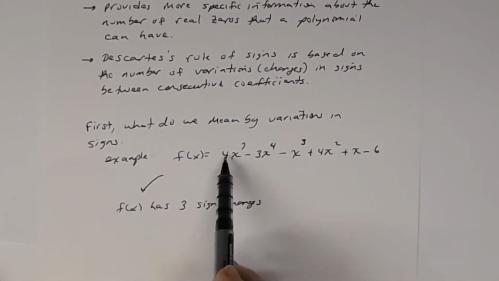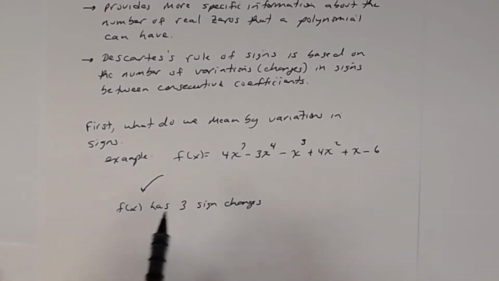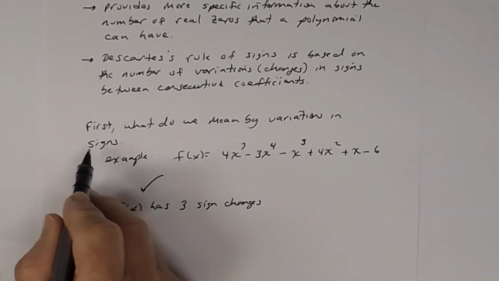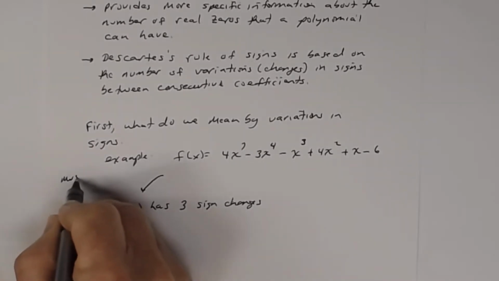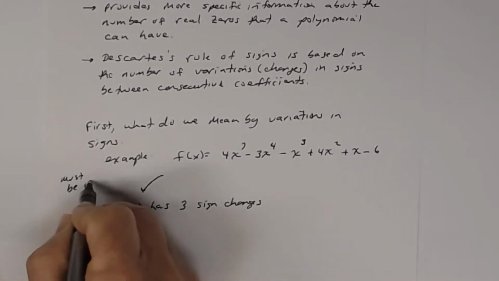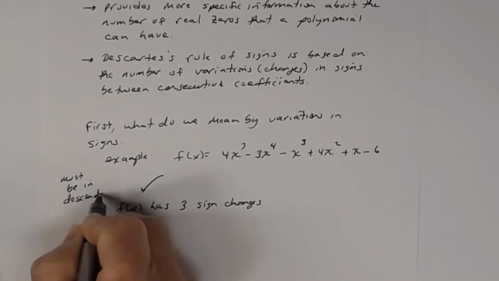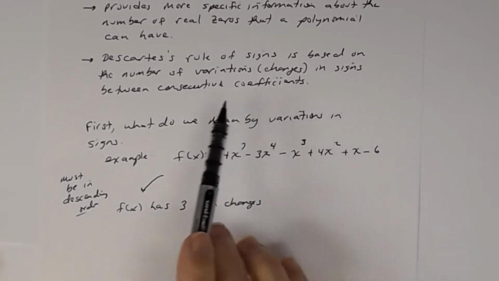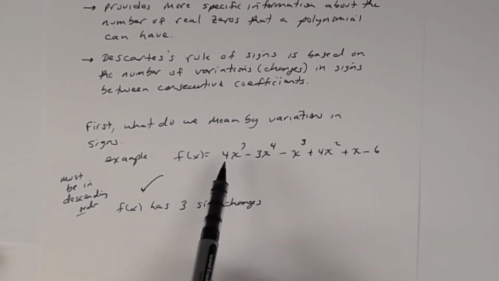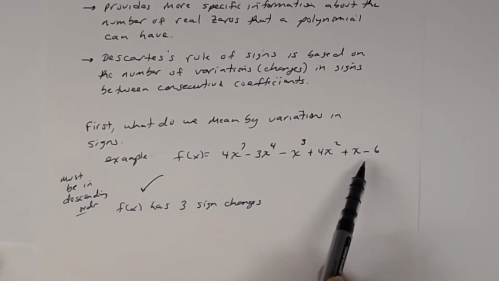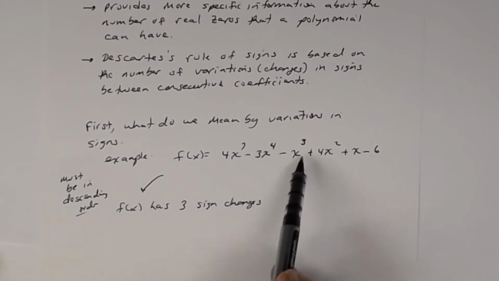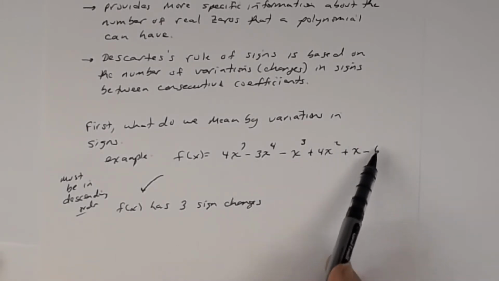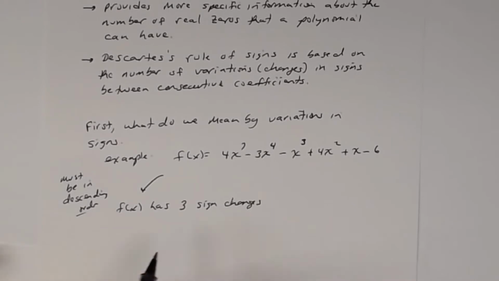So you see how you have, and by the way, when you're using Descartes' rule of signs, it must be in descending order. Must be in descending order. All right, so when you are looking at the changes in signs between consecutive coefficients, you have to first of all make sure it's in descending order. Okay, so x to the 7th, x to the 4th, x cubed, x squared, x and -6. All right. Now, this particular function has 3 sign changes.